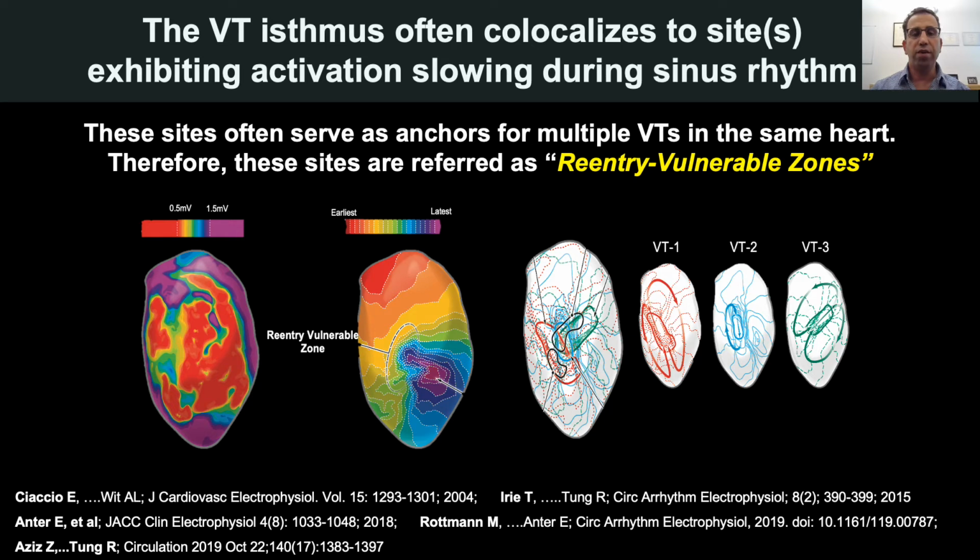We also know that the VT isthmus often co-localizes to sites exhibiting activation slowing during sinus rhythm. Moreover, these sites can serve as anchors for multiple VTs in the same heart. Therefore, they can be referred to as re-entry vulnerable zones. In this figure, from a study we published nearly 2 years ago, one can see that the area of maximal activation slowing during sinus rhythm serves as an anchor for multiple VT configurations and cycle lengths in the same heart.